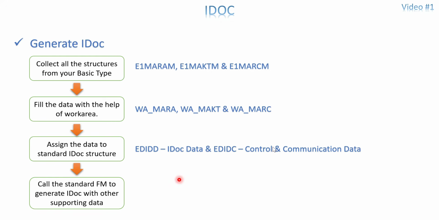And finally, you have to call the function module. The function module is MASTER_IDOC_DISTRIBUTE. This is the standard function module to generate the IDOC with all your information: IDOC data, IDOC control, IDOC communication data. So today we are going to skip most of the control and communication, only IDOC data we are going to see. So hope you are aware of how to generate an IDOC.